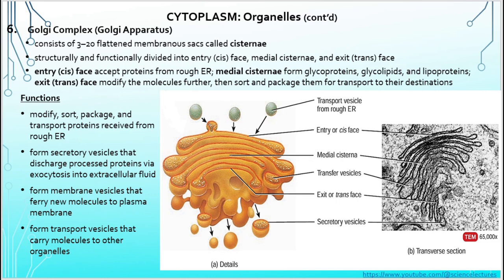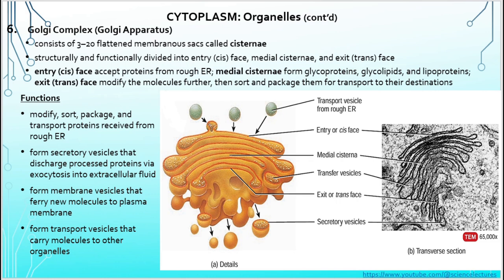The cisternae at the opposite ends of the Golgi complex differ from each other in size, shape, and enzymatic activity. The convex entry face, or cis face, is a cisterna that faces the rough endoplasmic reticulum. The concave exit face, or trans face, is a cisterna that faces the plasma membrane. Sacs between the entry and exit faces are called medial cisternae. Transport vesicles from the rough endoplasmic reticulum merge with the entry face. From the entry face, the cisternae mature, in turn becoming medial and then exit cisternae.